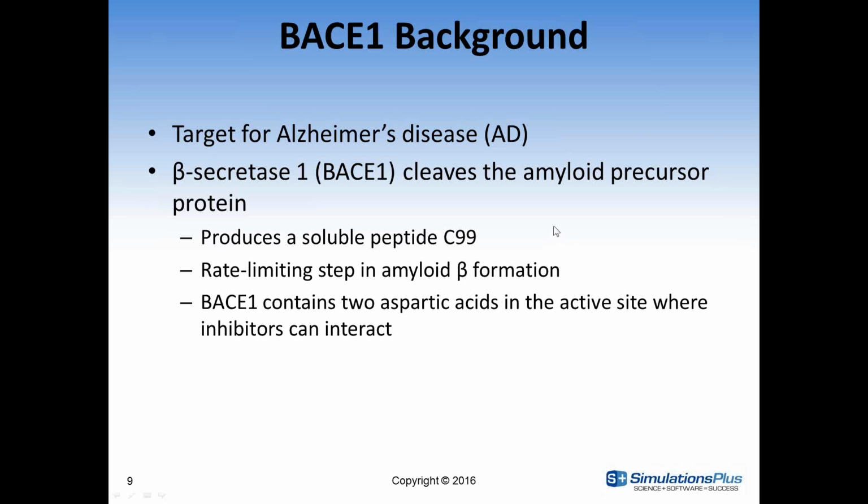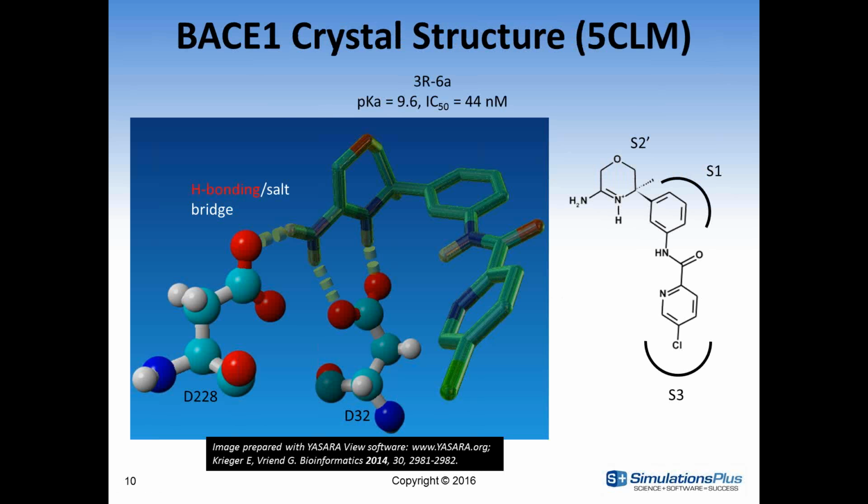And so there are various companies that have developed inhibitors and put them into clinical trials. And very recently, I'd say in the last few months, Merck has submitted another compound for Alzheimer's disease that is a BACE1 inhibitor, and it's similar to some of the molecules I'll discuss in that it has an amidine functionality here. BACE1 contains two aspartic acid residues in the active site where the inhibitors can interact.